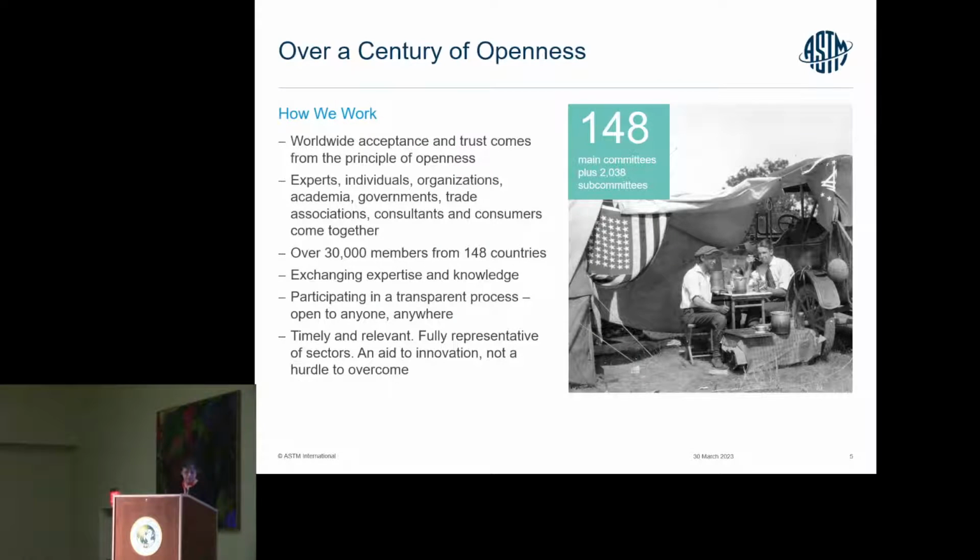The principle that makes ASTM trusted and accepted worldwide is openness. ASTM brings together experts, individuals, organizations, academia, governments, trade associations, consultants, and consumers from all over the world. Exchanging expertise and knowledge, ASTM's over 30,000 members participate in a transparent process that's open to anyone, anywhere with an interest in standards development and use.